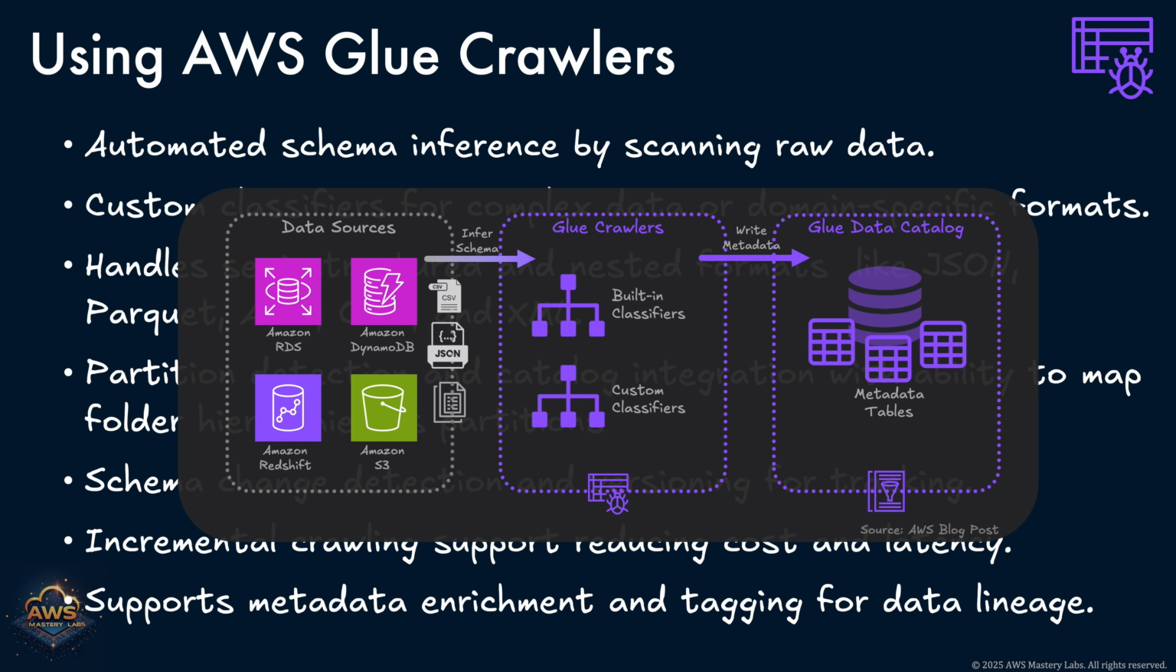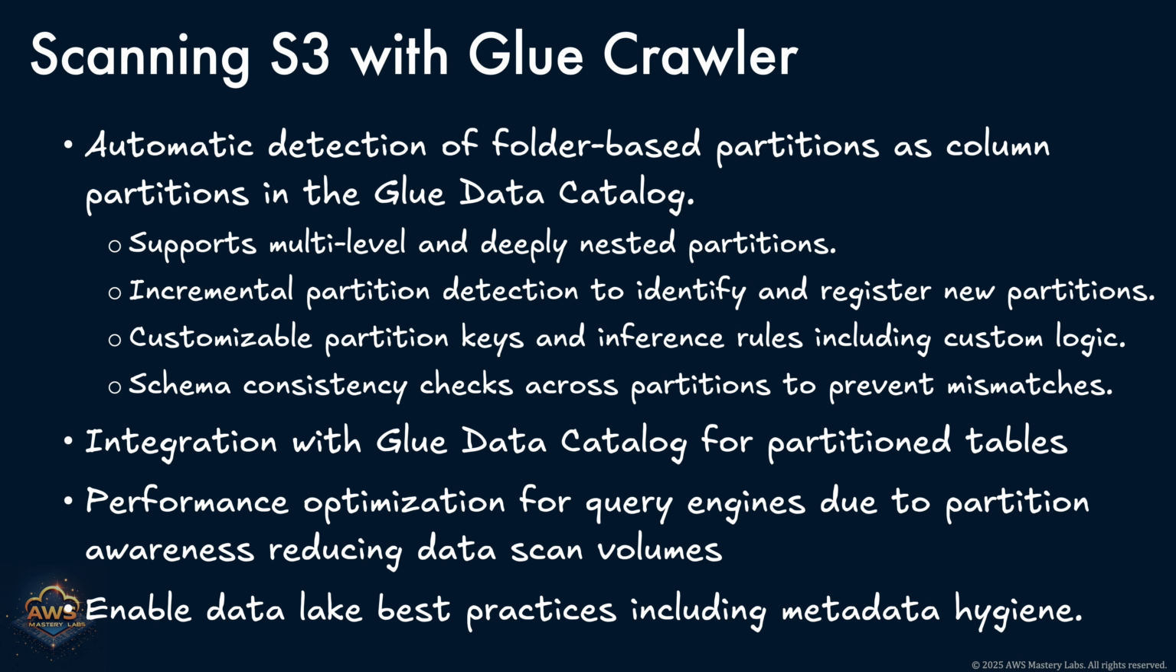When working with data stored in Amazon S3, folder structures often represent partitions, like year, month, or region. AWS Glue crawlers automatically detect these folder-based partitions and map them as column partitions in the Glue data catalog. This enables your datasets to be query-ready without manual configuration.